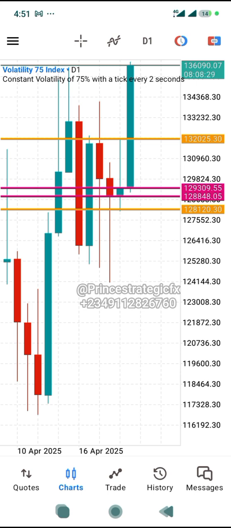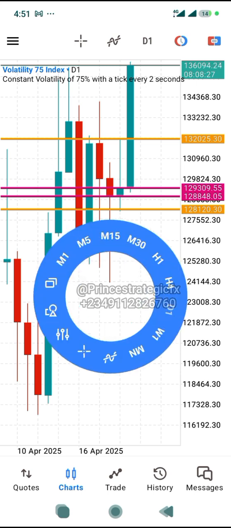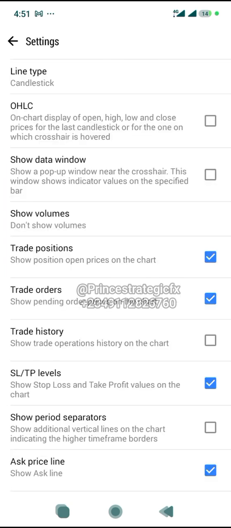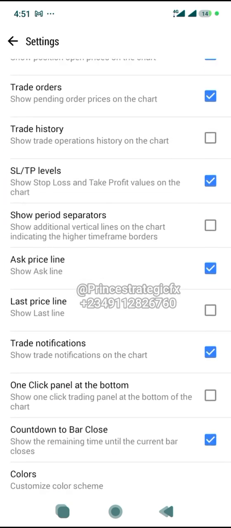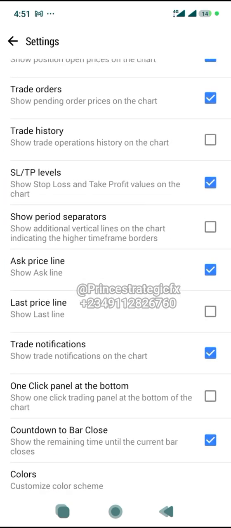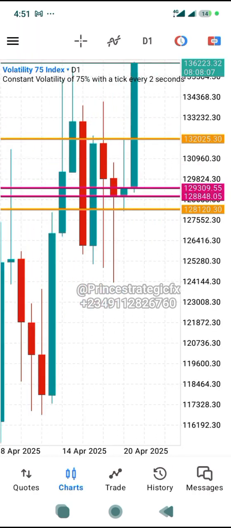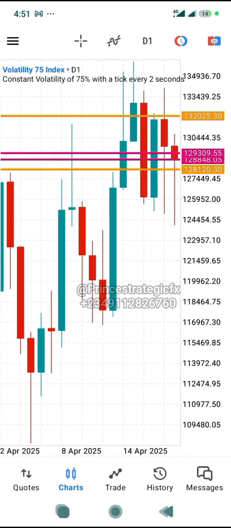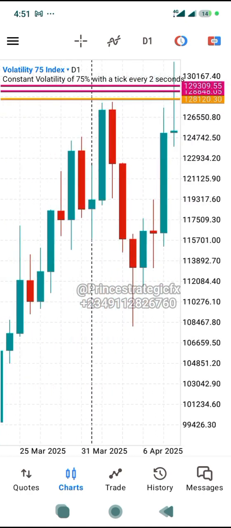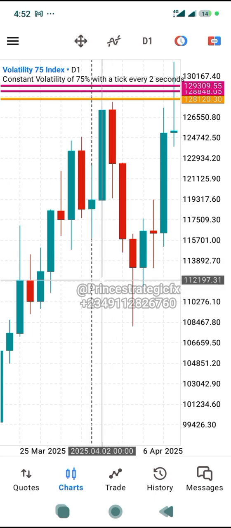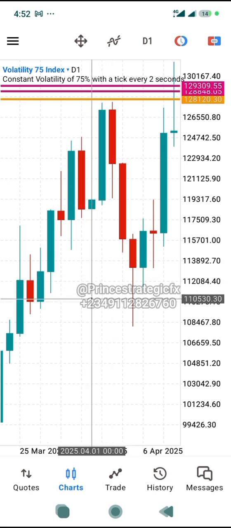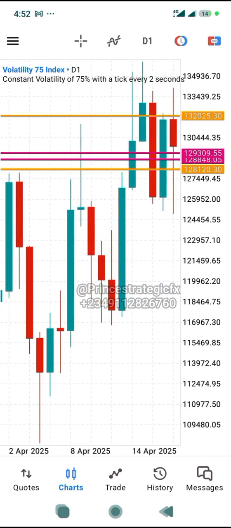Now the second step, tap your screen, go to your settings. Now go all the way to the top. You're going to see where they say show previous separators. Now check it. Once you've checked it, go back and you're going to see this vertical line, just like the one you're seeing. That is exactly what you're going to be seeing.